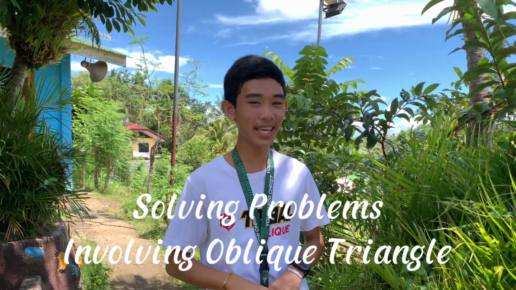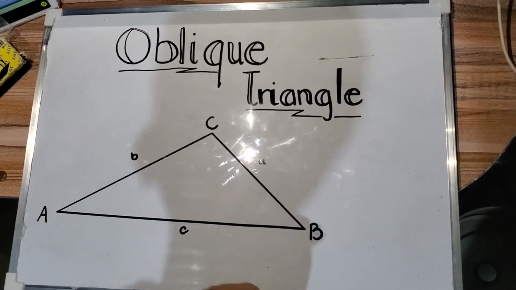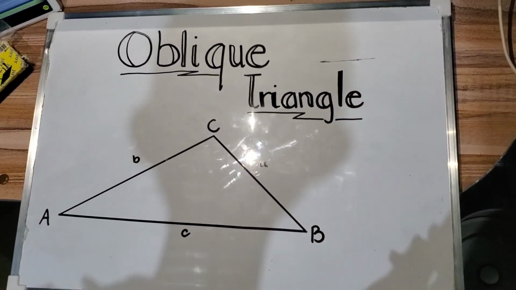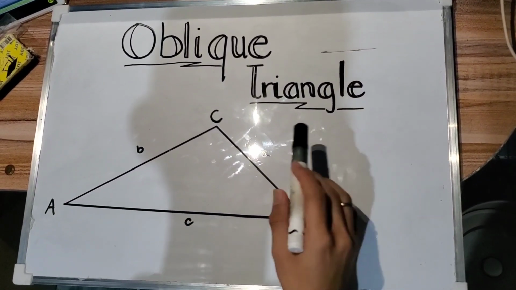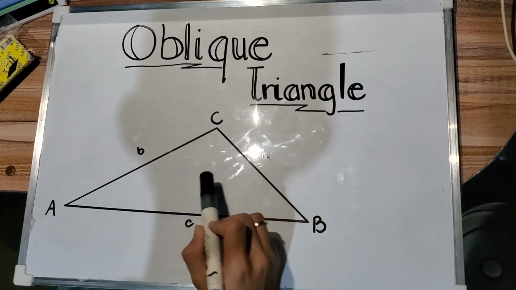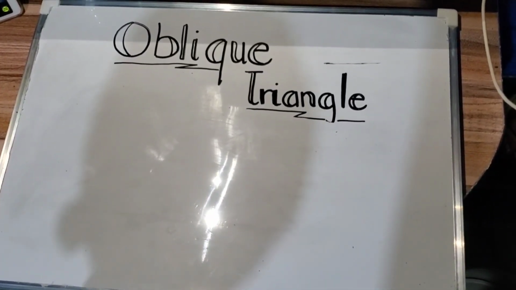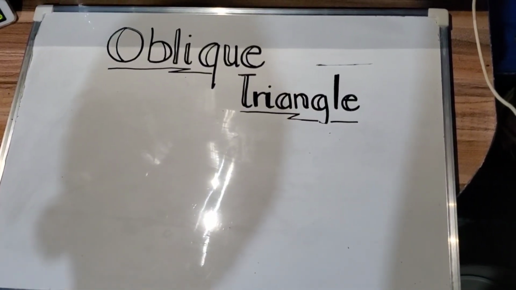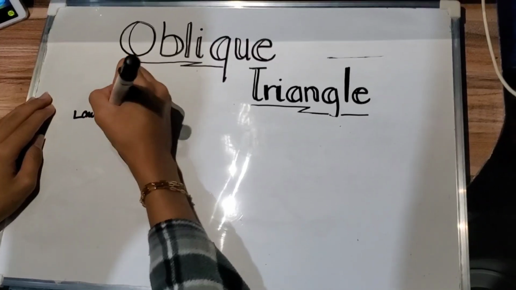In this video lesson, you are going to learn how to solve problems involving oblique triangles. This video, we're going to tackle oblique triangles. So, what is an oblique triangle? As I've mentioned in our past lessons, an oblique triangle is a triangle that doesn't have any right angle. So, in solving problems involving oblique triangles, the law of sines and the law of cosines are used.